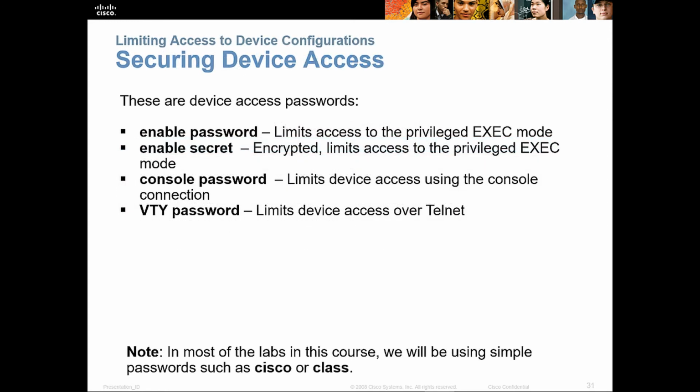So we've already talked about things like securing them, but there's different ways to secure them. We can enable a password, and that will limit access to the privilege exec mode. We can enable secret, and that will encrypt and limit access to the privilege exec mode. The difference between password and secret: password is plain text, secret is a hash. We can set a console password, so this will limit device access using the console connection, or we could also limit connection by putting a VTY password, and again that's going to be the passwords via Telnet or SSH.